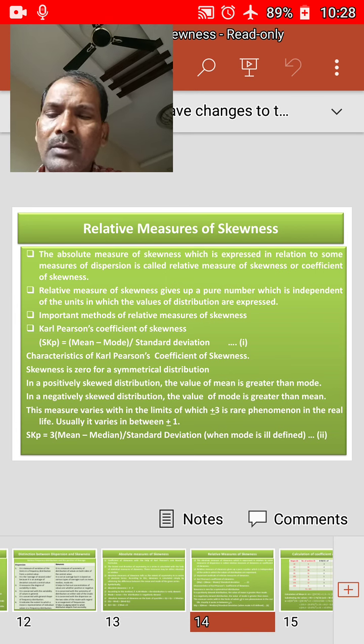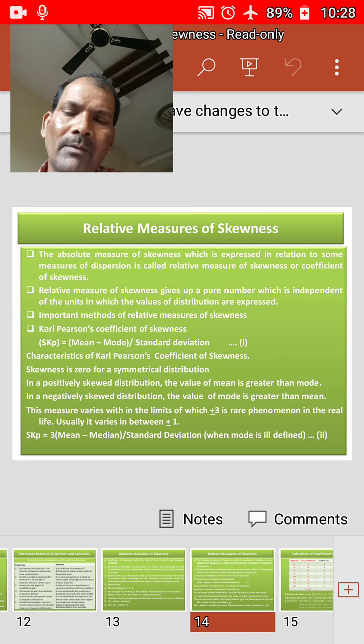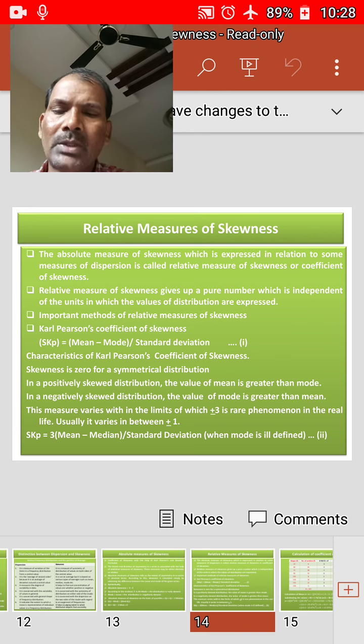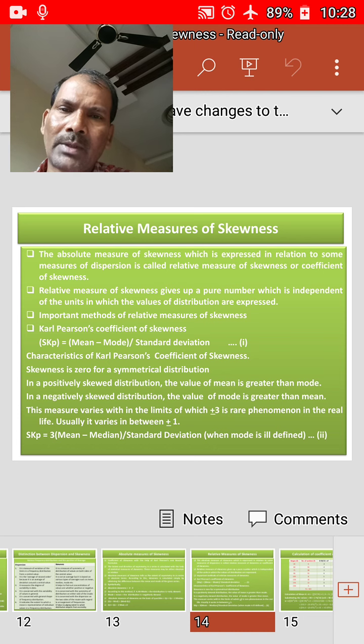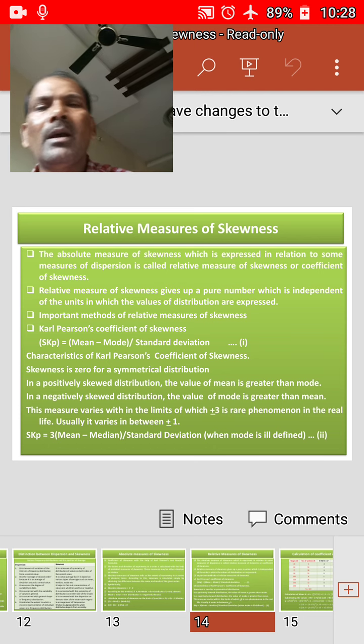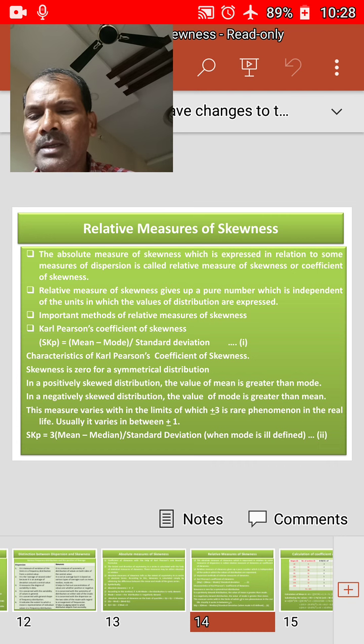And the fourth one is that, theoretically, this measure varies within the limits of plus or minus 3, which is a rare phenomenon in real life. We can't find the same in real-life phenomena, right? Usually it varies between plus or minus 1 in real life, but here we took plus or minus 3 theoretically. Okay, that is a rare phenomenon in our real life, right?